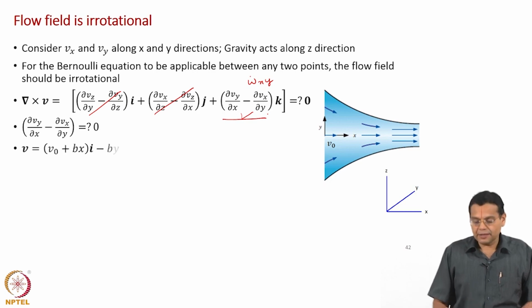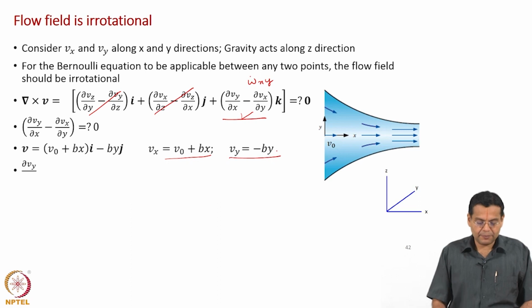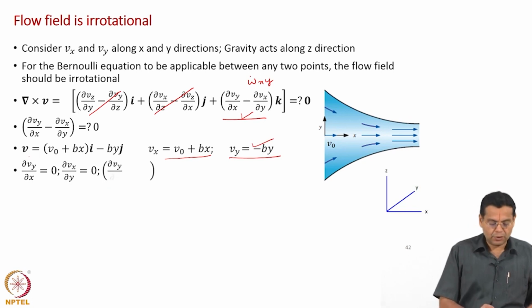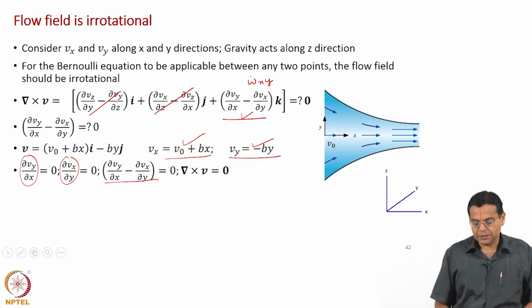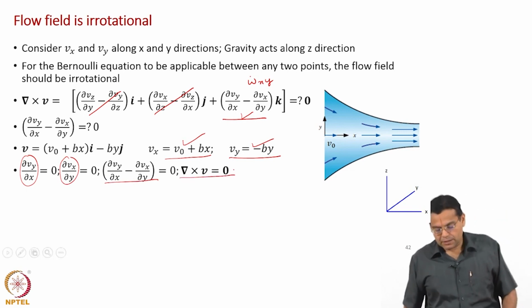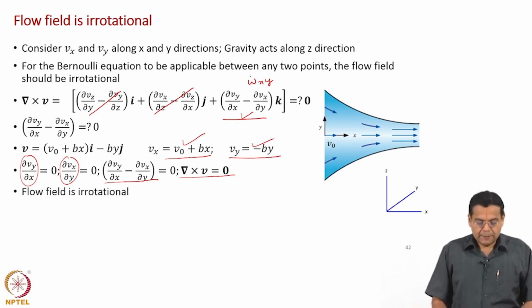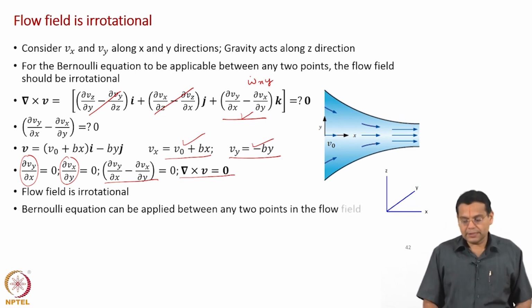We are given the velocity field, which means we can identify the x component of velocity and the y component of velocity. Let us evaluate the derivatives. V y is a function of y only. So, dou V y by dou x is 0. V x is a function of x only. So, dou V x by dou y is 0. And so this term is 0, which means that del cross V is equal to 0, which means the flow is irrotational, and hence the Bernoulli equation can be applied between any 2 points in the flow field.